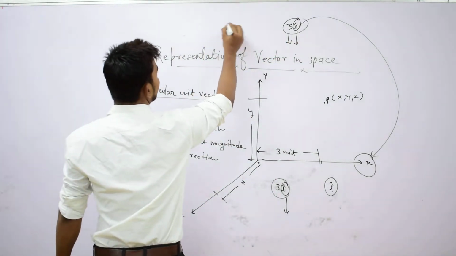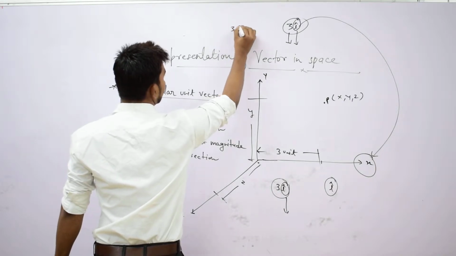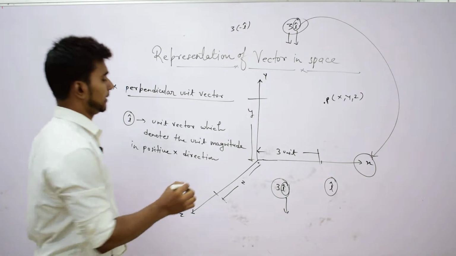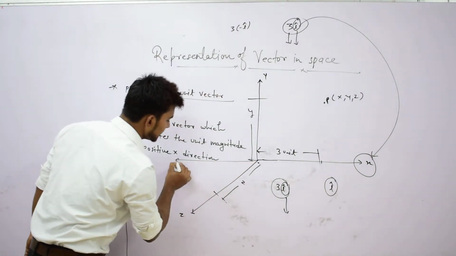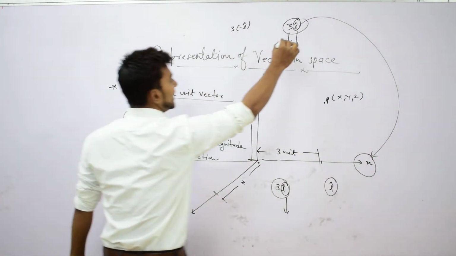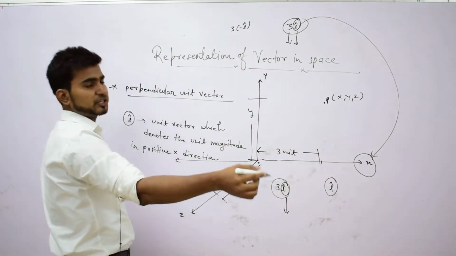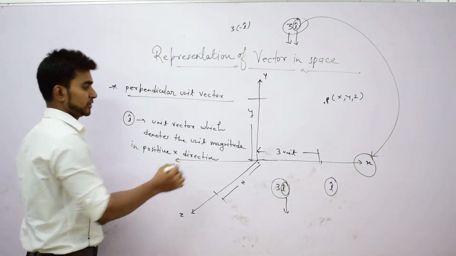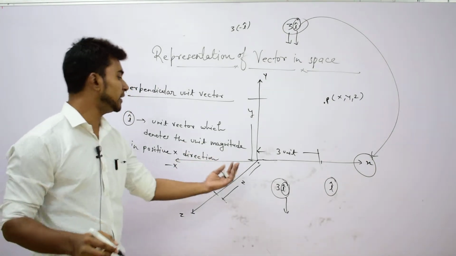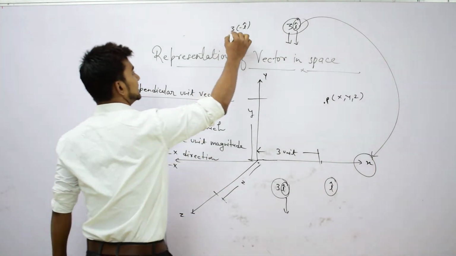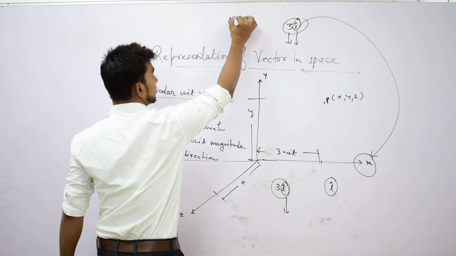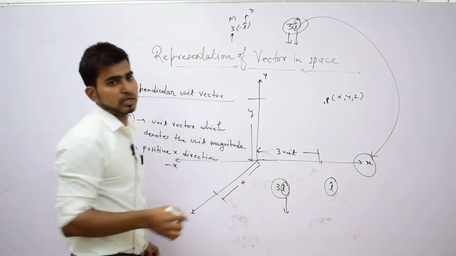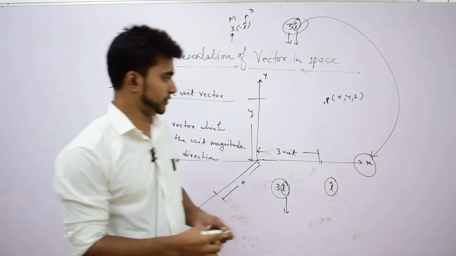Let us suppose it is written 3 minus I cap. It means that if I cap represents the positive x direction, then minus I cap represents the negative x direction. So here 3 is the magnitude and minus I cap is the direction, which denotes the negative x direction. Okay.